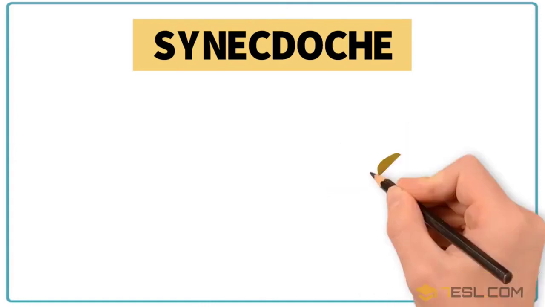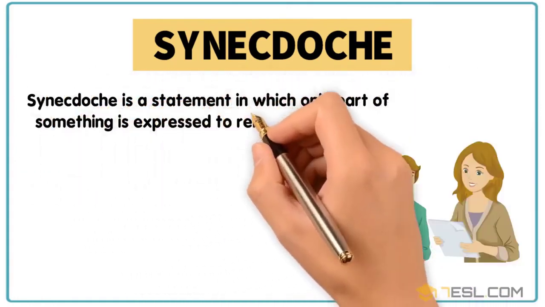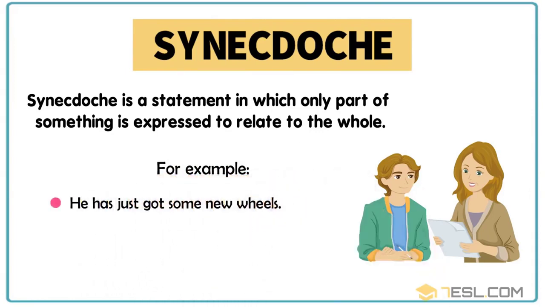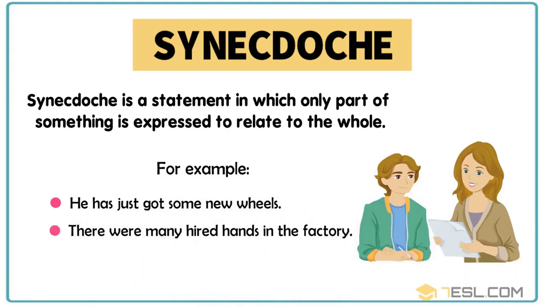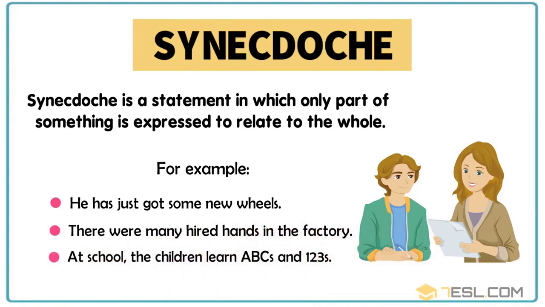Synecdoche. Synecdoche is a statement in which only part of something is expressed to relate to the whole. For example, he has just got some new wheels. There were many hired hands in the factory. At school, the children learn ABCs and 1, 2, 3s.